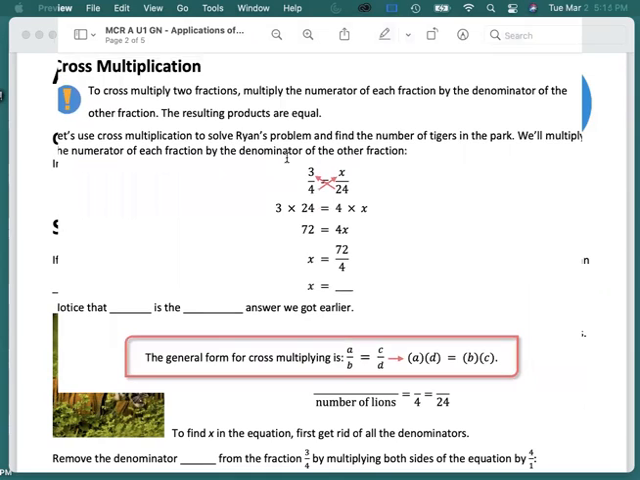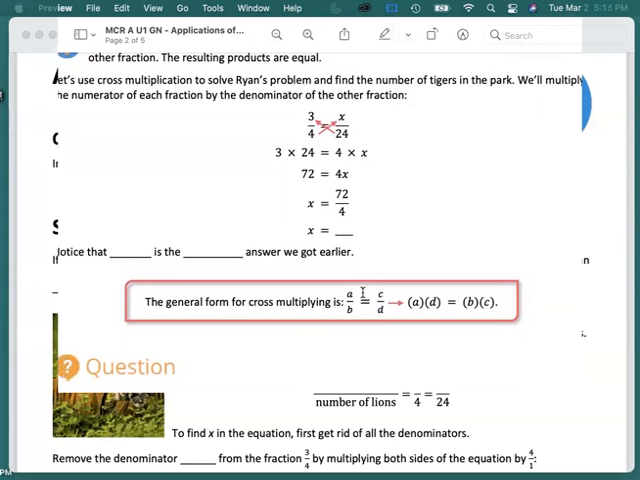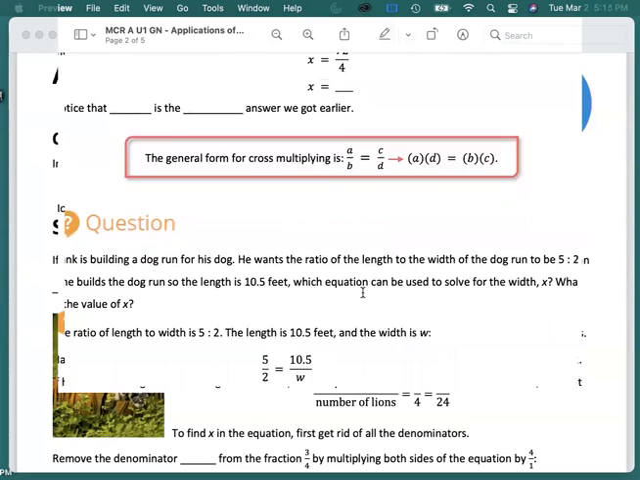Cross multiplication. So this is another way to solve it. You could multiply 4 times x and 3 times 24 and then end up dividing. So there's a few different ways that you can solve these proportions.